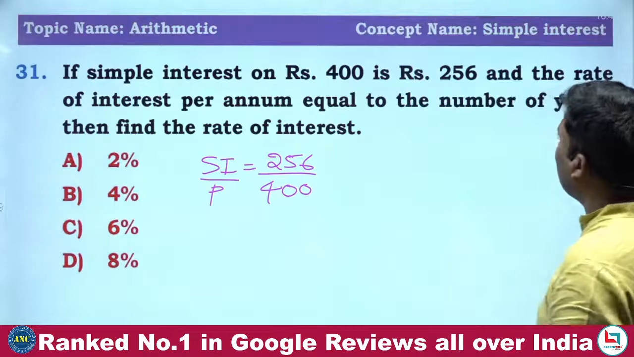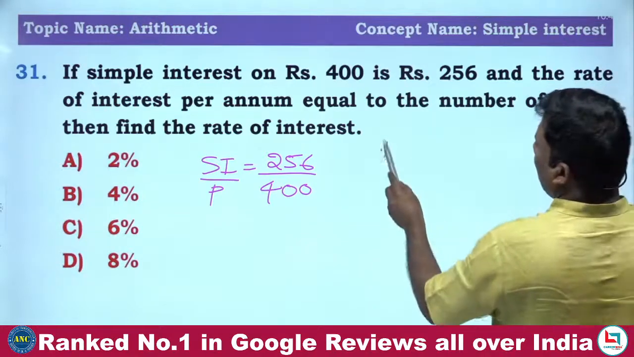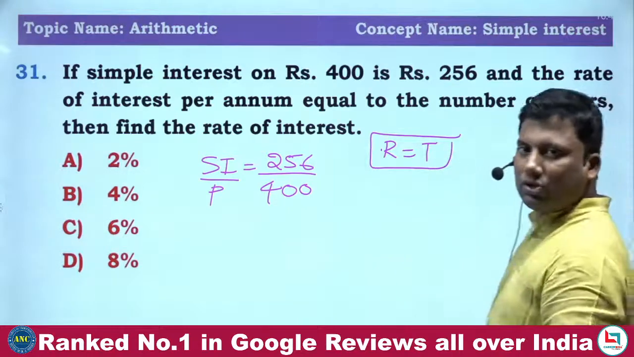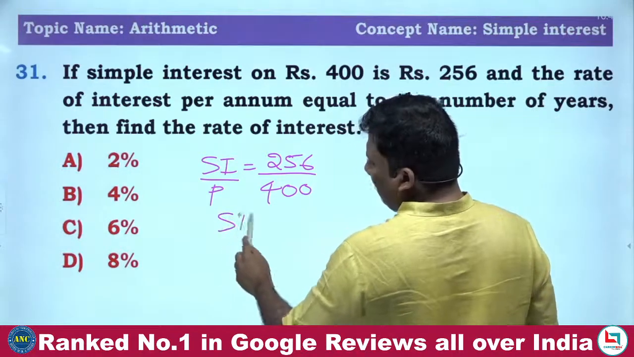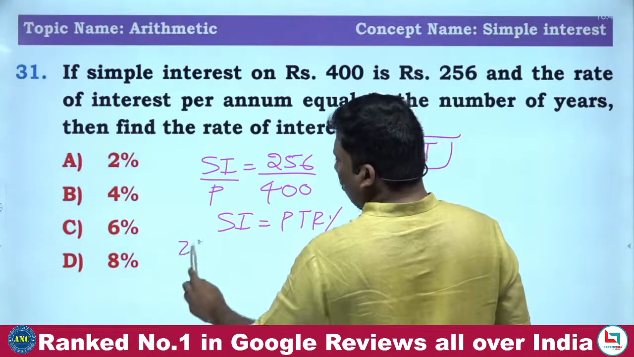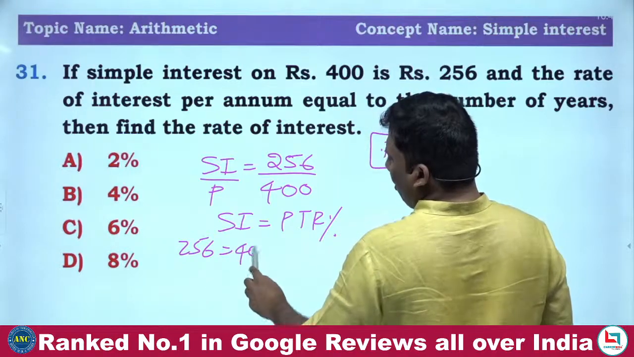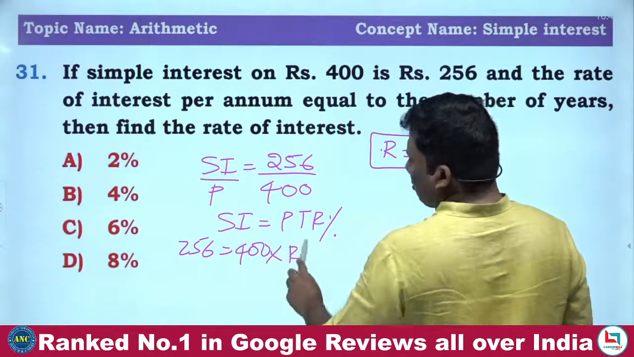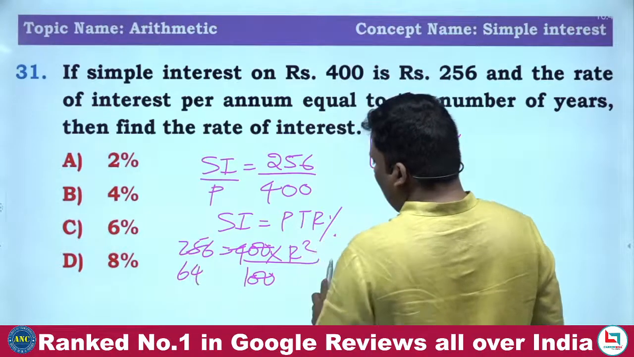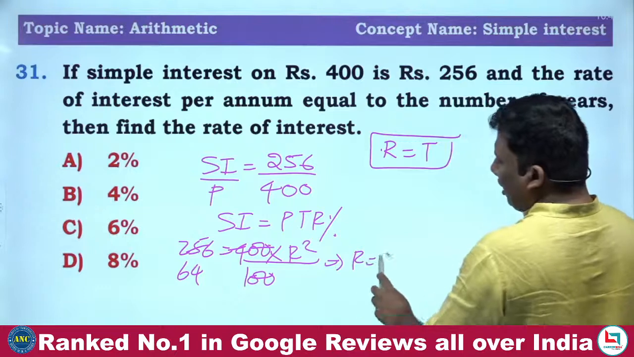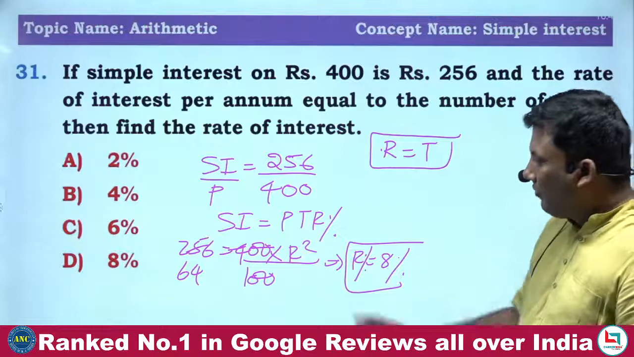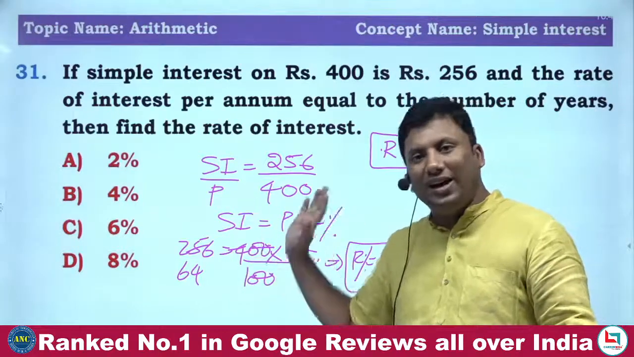And the rate of interest R is equivalent to the number of years. We know that simple interest is equivalent to PTR percentage. So 256 equivalent to 400 into R square by 100. R square by 100, 4 times 64 is 256. R square is 64 and R is 8 percentage. This is one way to solve. I hope the idea is clear.